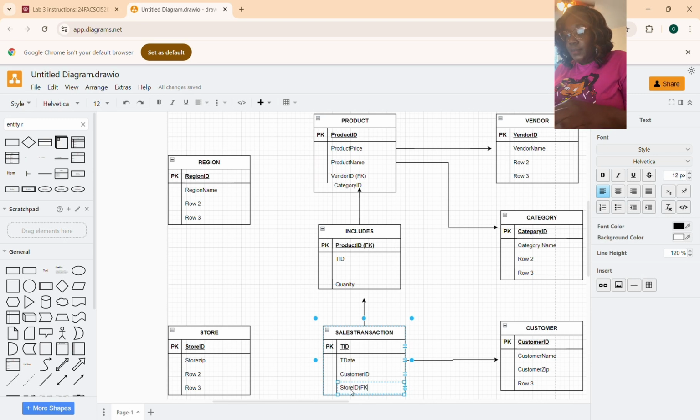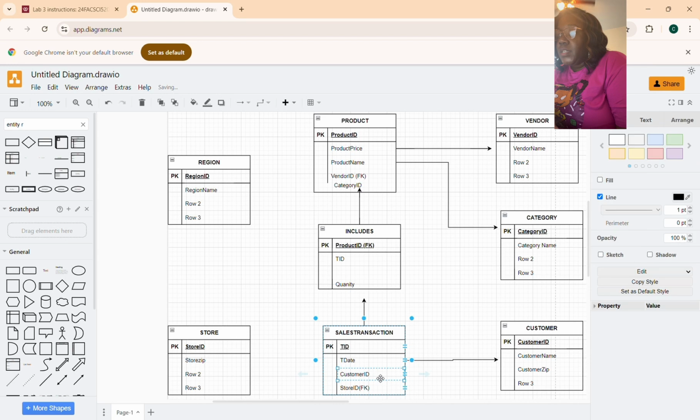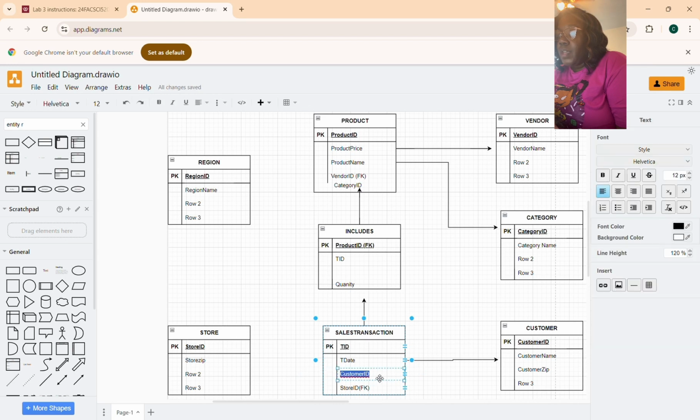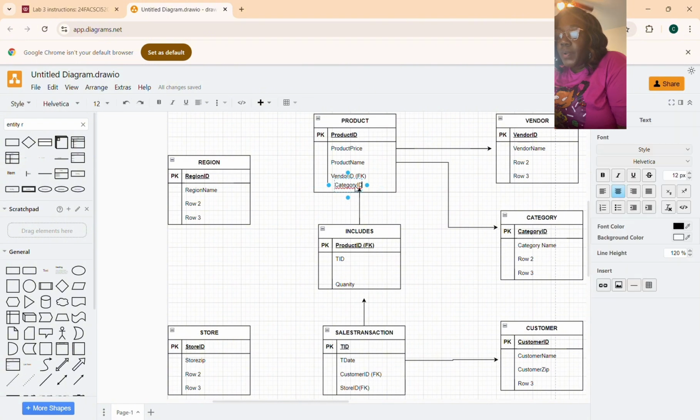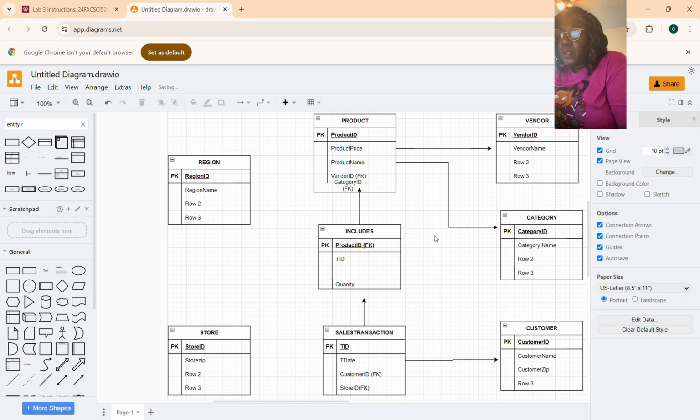We have to add the FK for the foreign. Let's make sure I did it in all of them. We did the FK, and then right here too, guys. We have to also go and add the FK because it's a foreign key, right? So now these two can be connected. These two right here can now be connected. All right, now store and sales transaction are now connected.